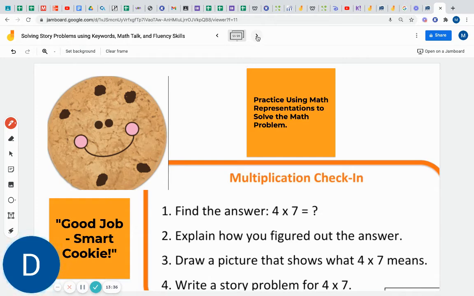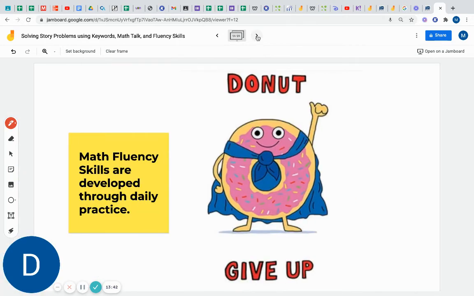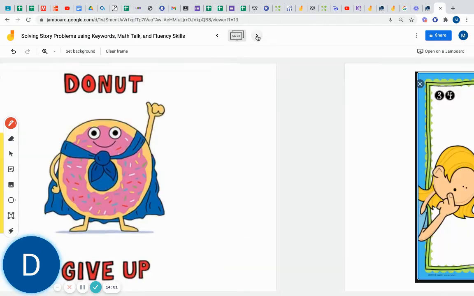Well, welcome back, students. We're now going to move on to some mental math fluency skills. And so I don't want anybody to give up. I want everybody to give me a thumbs up right now, just like our little donut is, because he's reminding us, do not give up. And he's our friendly math donut that reminds us to always have confidence in our math skills.